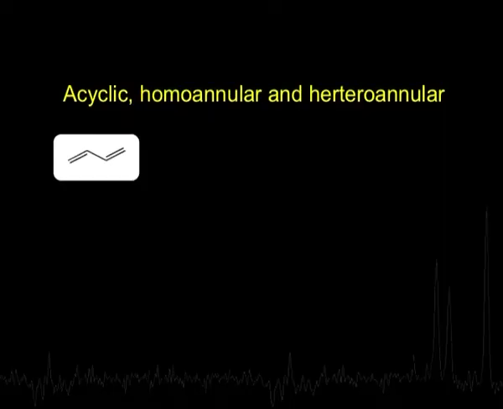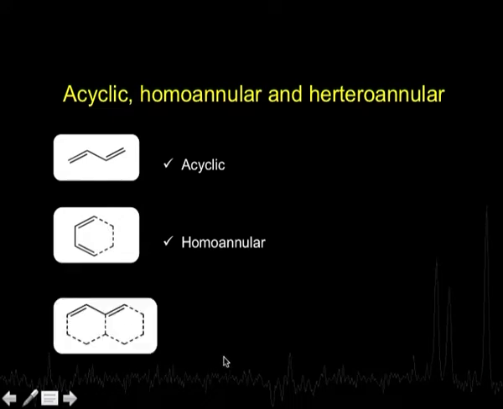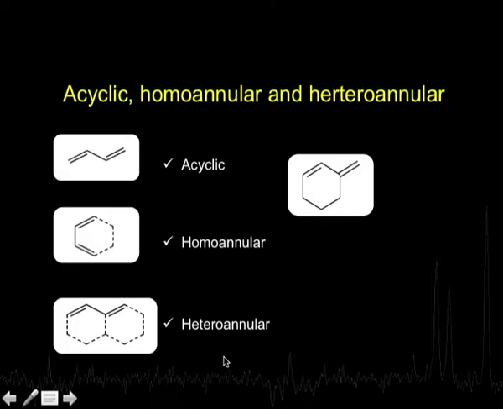Now, one more thing we have to clarify: what are these acyclic, homoannular and heteroannular ring systems. This we know is alicyclic, a straight chain. This we know is homoannular, because the whole chromophore, that means 2 double bonds, is part of the same ring. This is heteroannular, which is also understandable. But what about this one? Is it alicyclic, homoannular or heteroannular? There is a ring, but the whole chromophore is not part of the ring, so this is an alicyclic system.